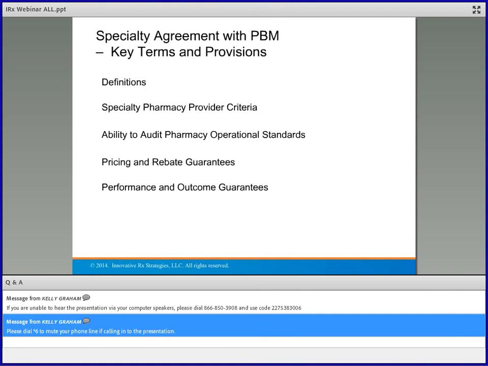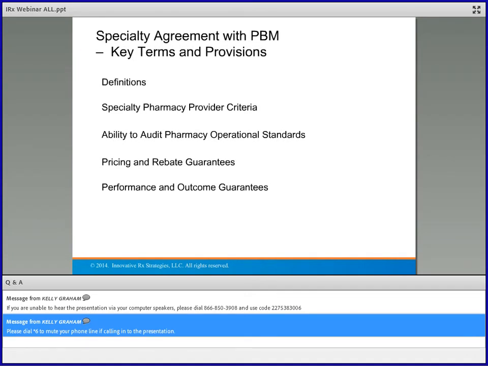I think we have a couple of minutes here. Just want to talk a little bit about your PBM contract, or certain things you should be looking at and including in your PBM contract. Of course, definitions and what is a specialty drug is extremely important, and including provisions in your contract about what you expect that specialty pharmacy to provide in terms of when they're going to reach out to the member, or when they're going to fill a specialty drug.